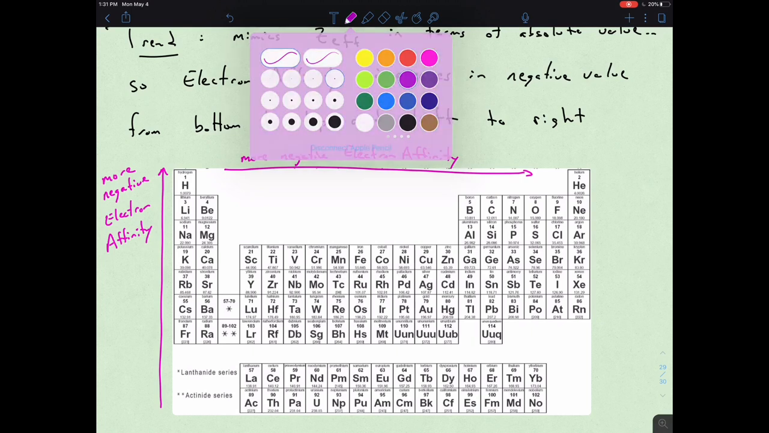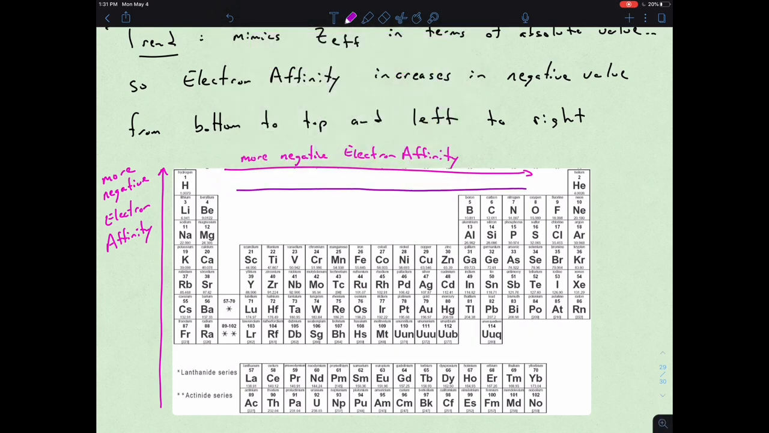And that just mimics our increasing Z effective. Right, if it's a larger Z effective, it's actually going to have more of an attractive force to gain an electron. And as a result of that greater attractive force, now we have more energy that's actually released to the surroundings. So that's the trend that we see with electron affinity.